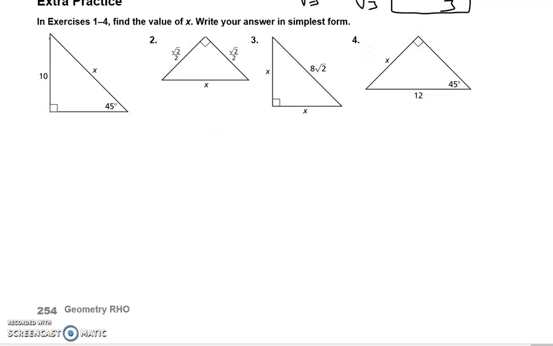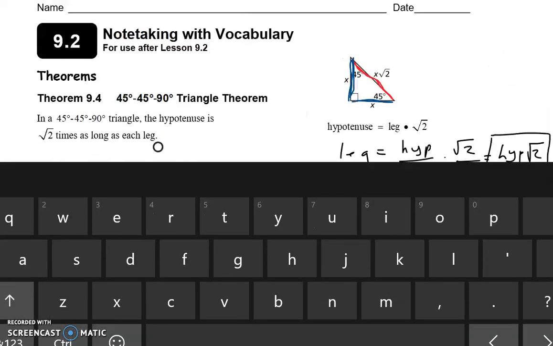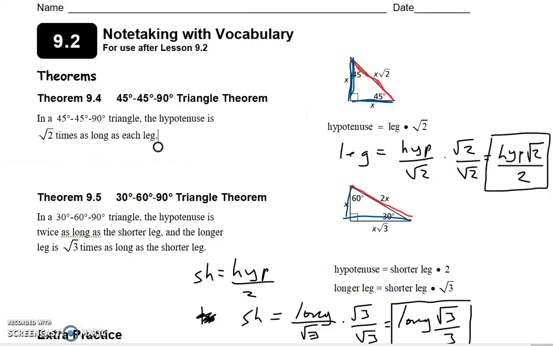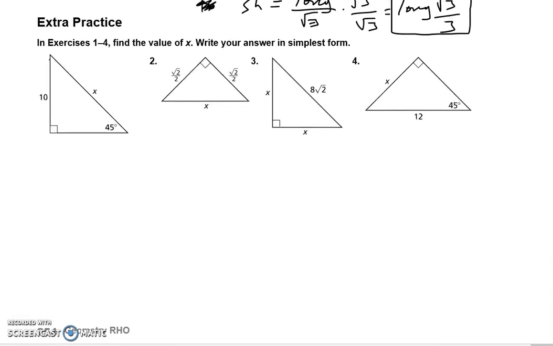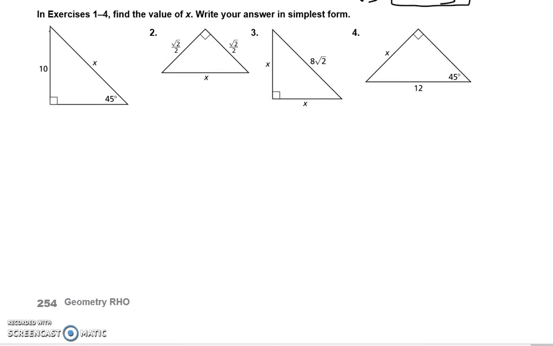Okay, going to these practice problems. These are all going to be 45, 45, 90 triangles. You have 45 and 45 and 90. Because these two are the same, that means these angles are also the same. And that's 90, so same thing here, 45, 45, 90. Same thing here. If that's 45, this has to be 45, because three angles have to add up to 180.